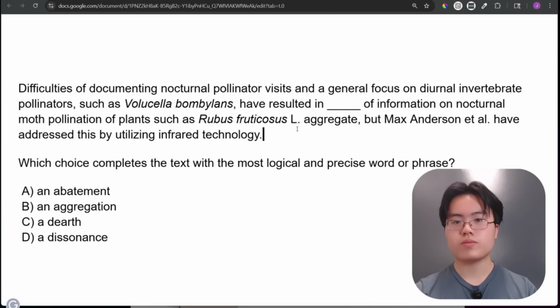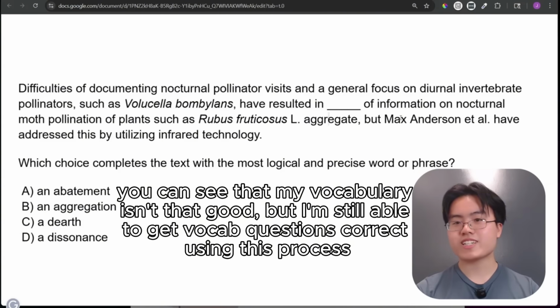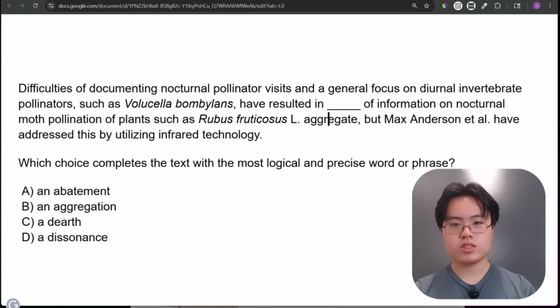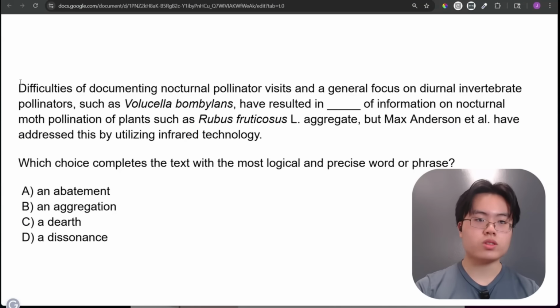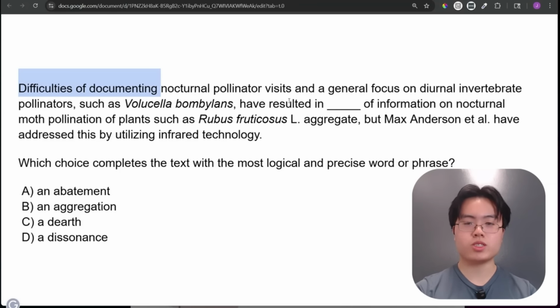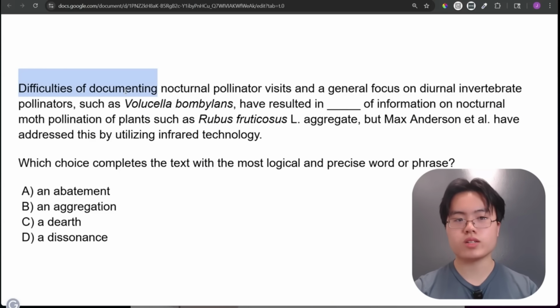Okay. Aggregate. Honestly, I don't know what aggregate means, but Max Anderson have addressed this by utilizing infrared. So they fixed this problem of having small information by using this technology. But I guess this could kind of give away what the answer is. But I think definitely difficulties, right? Because if they have difficulty documenting something, obviously then they wouldn't be able to document much. So this is kind of a synonym, or at least something that definitely gives away what the answer is.